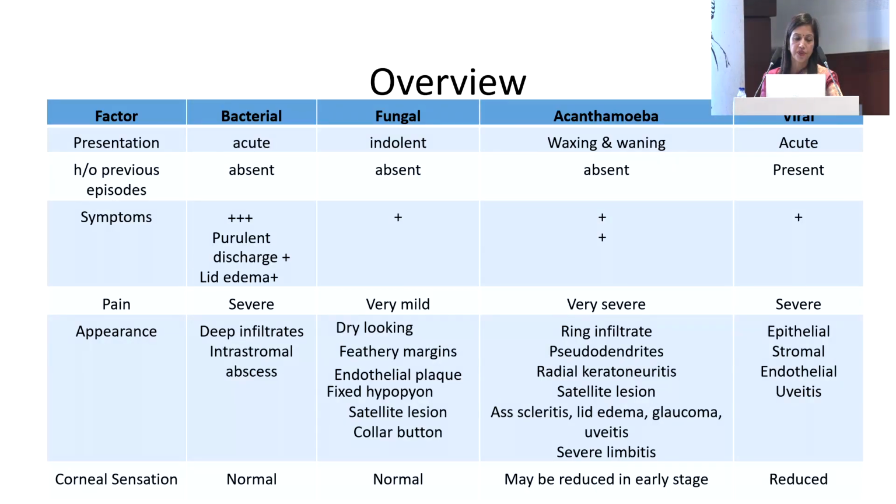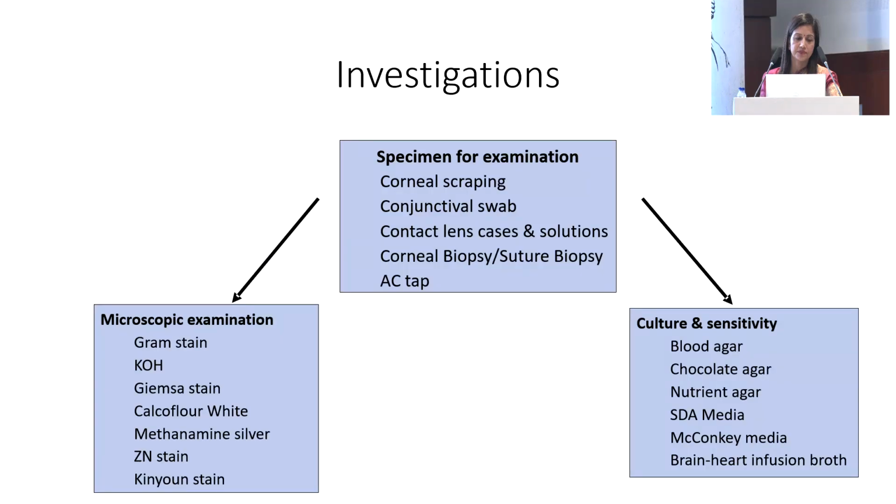So in cases of investigations, we have to do corneal scraping. Ideally, we should do corneal scraping in each and every case, except for the very small ulcers, less than 2 mm, where we need not do the corneal scraping. Then a conjunctival swab ideally should be taken, along with contact lens cases and solutions, and corneal biopsy, suture biopsy, and AC tap also may be needed in certain conditions.